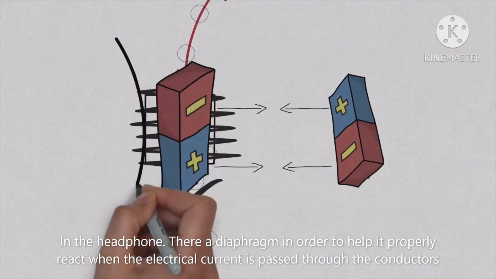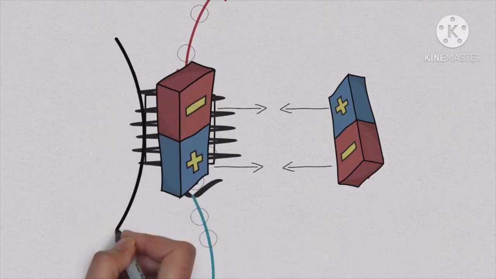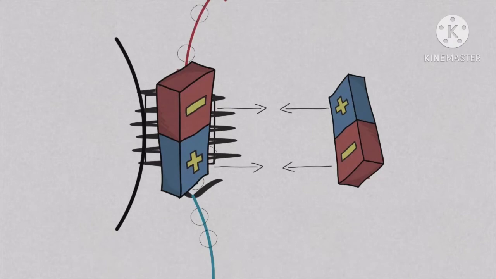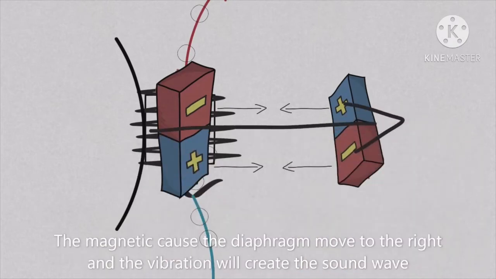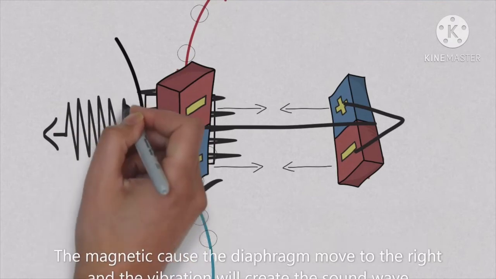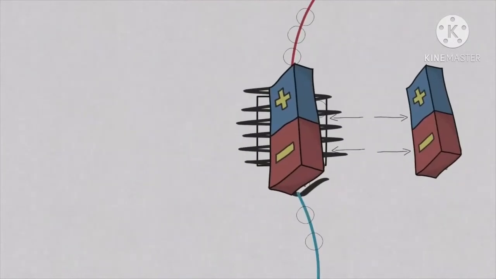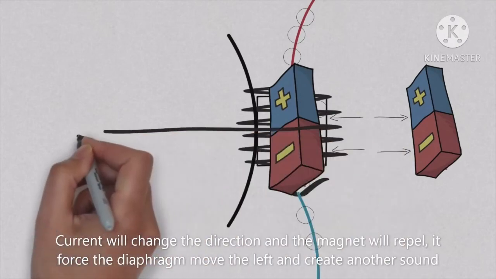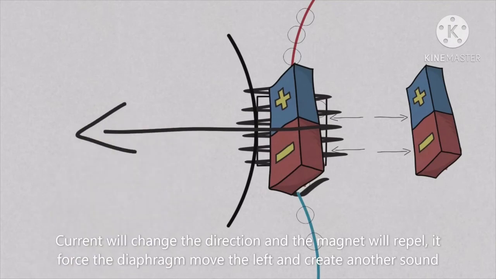There is a diaphragm that helps to properly react when the electrical current is passed through the conductors. Once the electrical current passes through the conductors, the polarity starts to change, and the diaphragm interacts with the permanent magnets, and this will cause it to vibrate and produce sound. The magnet causes the diaphragm to move from left to right, and the vibration will create the sound wave. Current will change direction, thus making the magnets repel. It forces the diaphragm to move to the left and creates another sound.